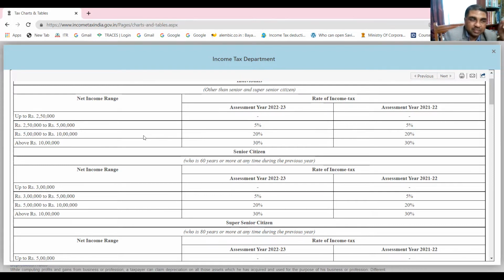Friends, this is referred to as the slab rate. Slab rate means up to 2,50,000 nil, above 2,50,000 up to 5 lakh is 5%, above 5 lakh up to 10 lakh is 20%, and above 10 lakh the income is taxed at 30%. Remember? Okay, fine. If you have remembered, now just tell me.